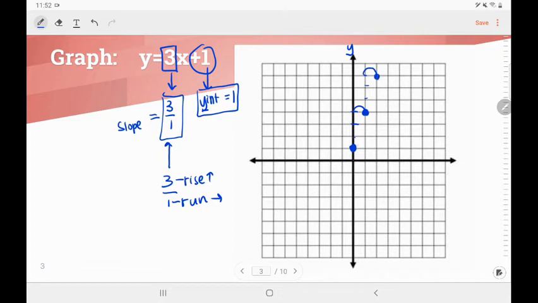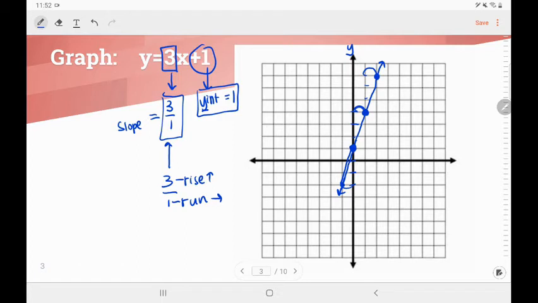Now notice these points all form a straight line, and I can connect them and draw arrows on both sides. I can also graph in reverse. Down 1, 2, 3, the opposite direction, and instead of right 1, I can move left 1, and that would continue my line in reverse, still staying straight.